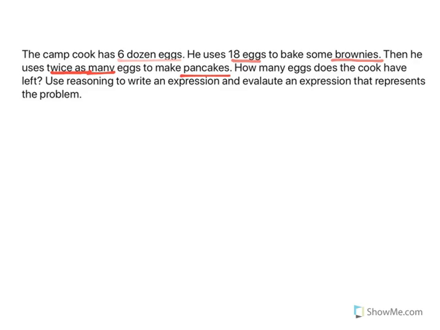It says to use reasoning to write an expression and evaluate an expression that represents the problem. So the first thing that we need to do here is figure out exactly how many eggs the camp cook started with. So we know that he had 6 dozen, and we know that there are 12 eggs in a dozen. So we need to multiply 6 times 12 to figure out exactly how many eggs he started with. And then when you use eggs, obviously you're taking them away. You're not adding them to your pile of eggs. So we know that we're going to have to do some subtraction.